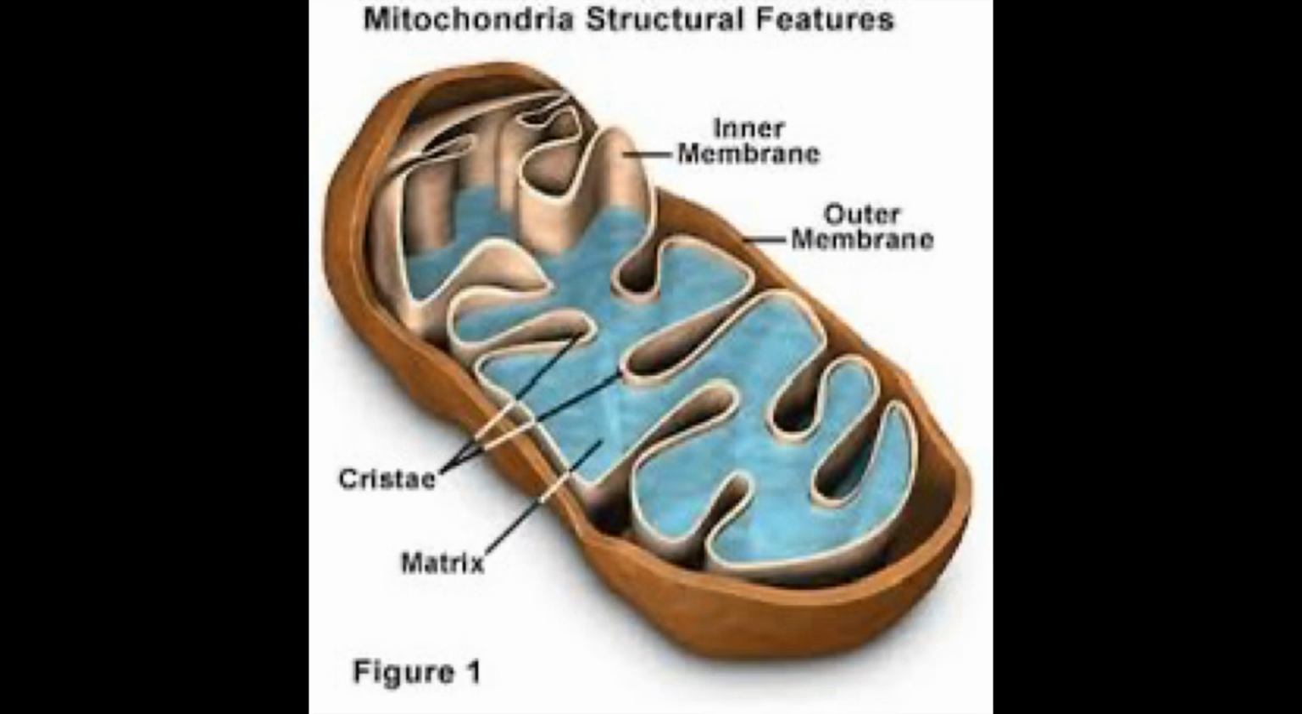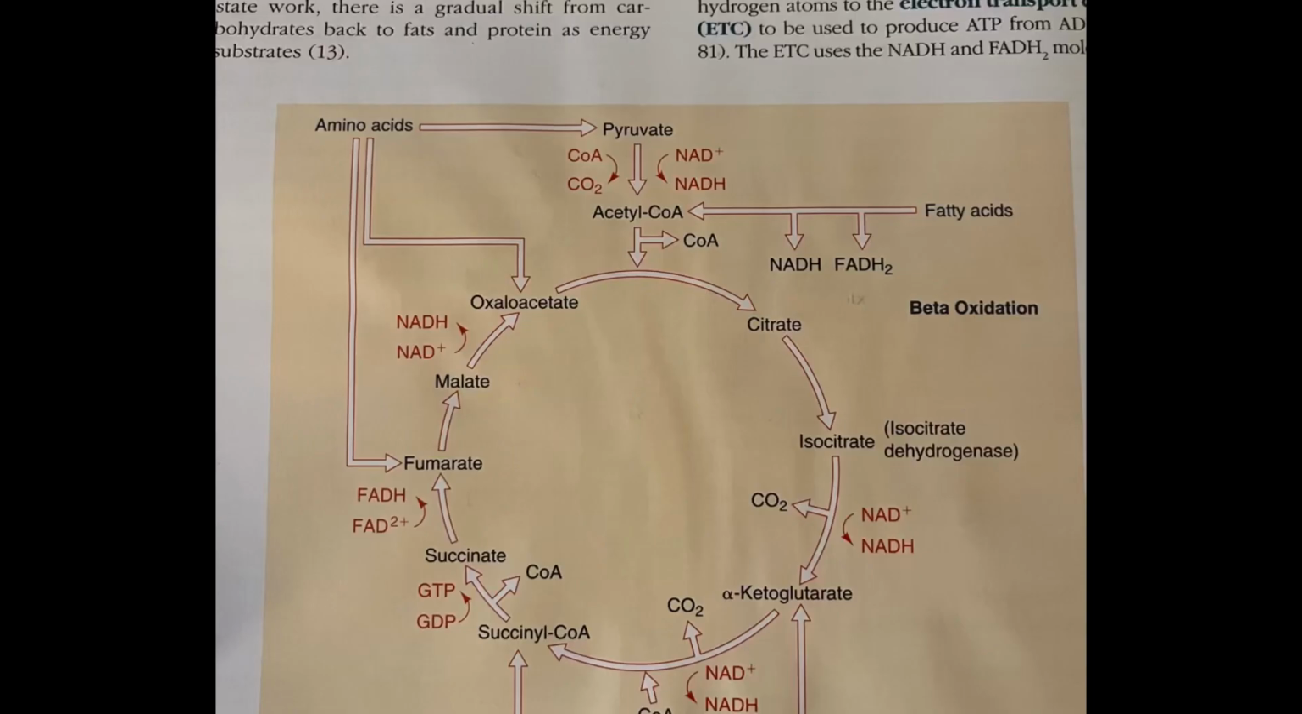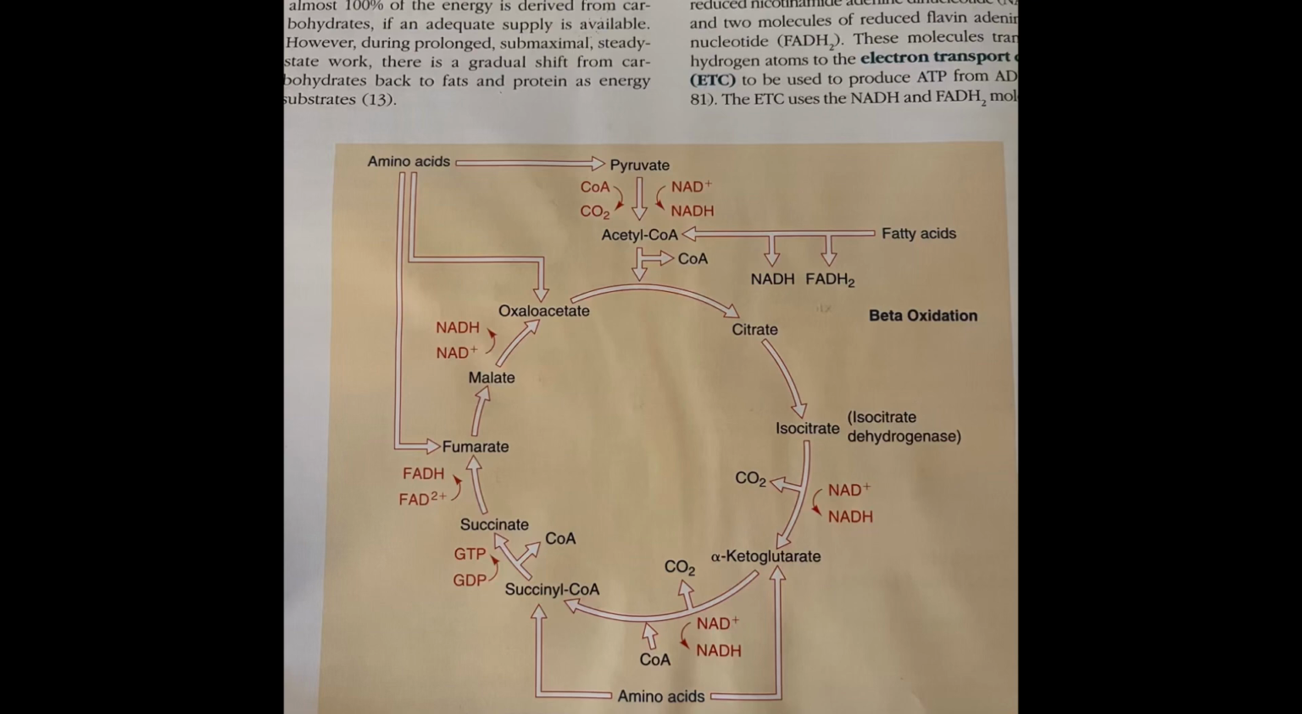Step two: oxidative decarboxylation of pyruvate. Once inside the mitochondrial matrix, pyruvate undergoes oxidative decarboxylation catalyzed by the pyruvate dehydrogenase complex. This complex is composed of multiple enzymes and cofactors. Conversion into the acetyl group: during the oxidative decarboxylation, pyruvate loses a carbon atom in the form of CO2. The remaining 2-carbon fragment is then bound to coenzyme A, CoA, to form acetyl-CoA.